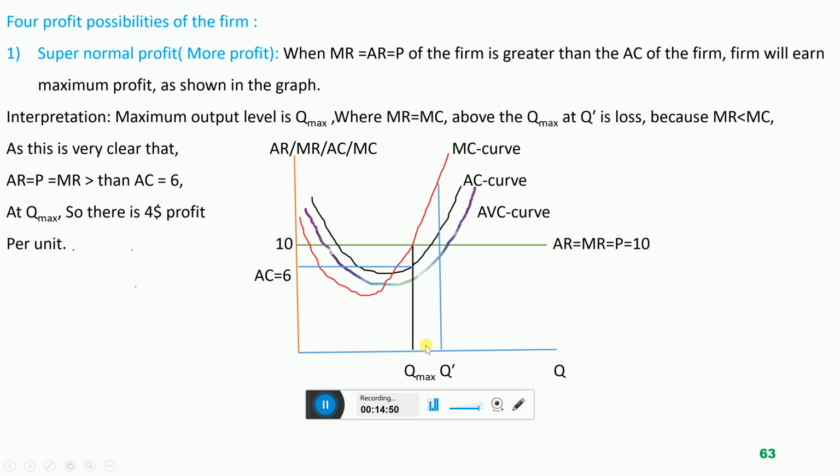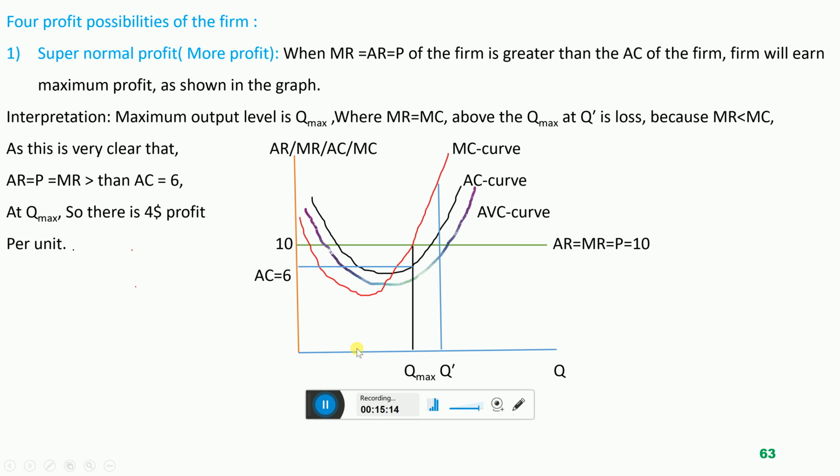After this, there is loss. Why loss? In here, marginal revenue below this quantity maximum. Dear student, this black line represents the quantity maximum output level. Below this, somewhere at 25, the marginal revenue is greater than the marginal cost.